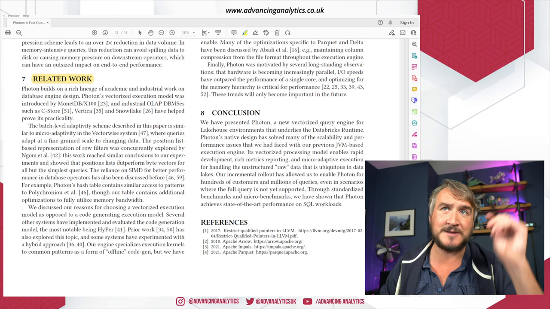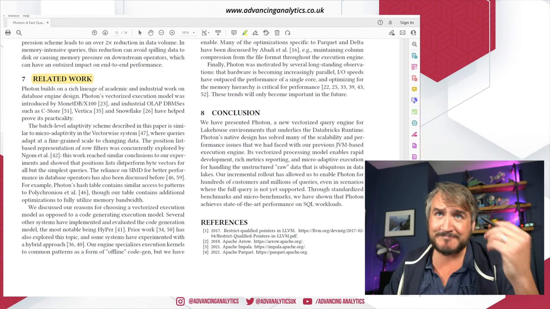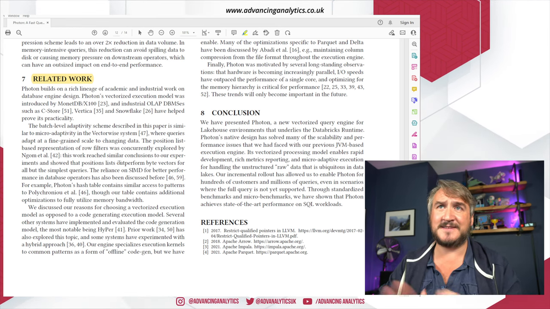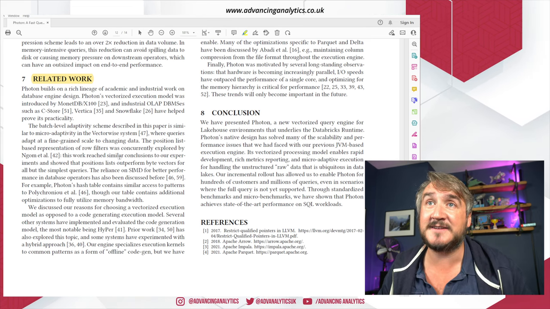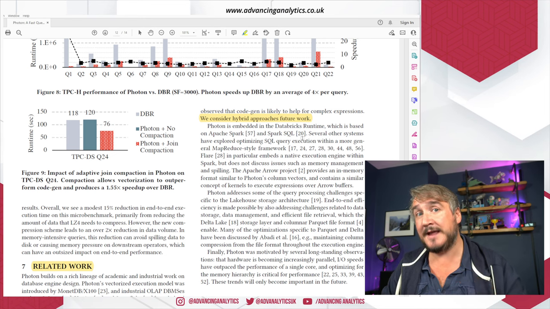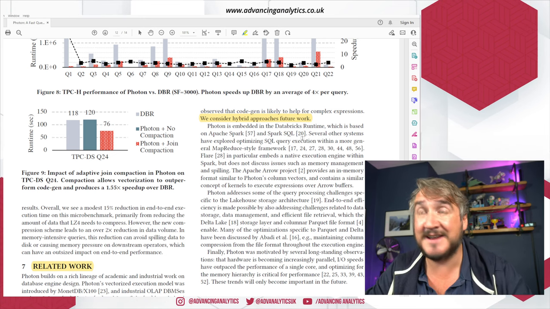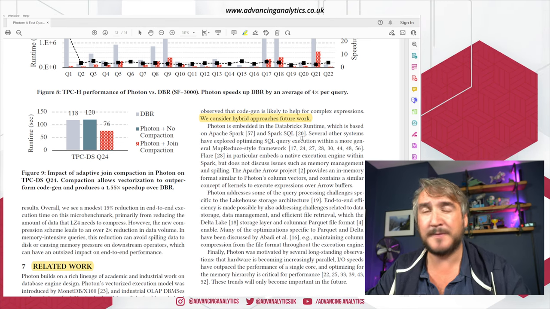You know, that kind of MonetDB and X100 have done a lot previously with the vectorized execution model. But again, you see plenty of things in C-Store, Vertica, Snowflake have actually been doing these things to prove that it can actually work. And it's interesting that they talk about, whilst Photon is a pure vectorized execution engine, they do consider hybrid approaches something they might do in the future.